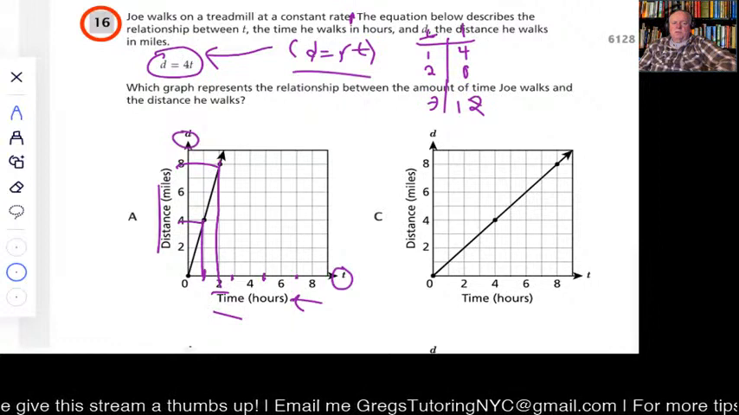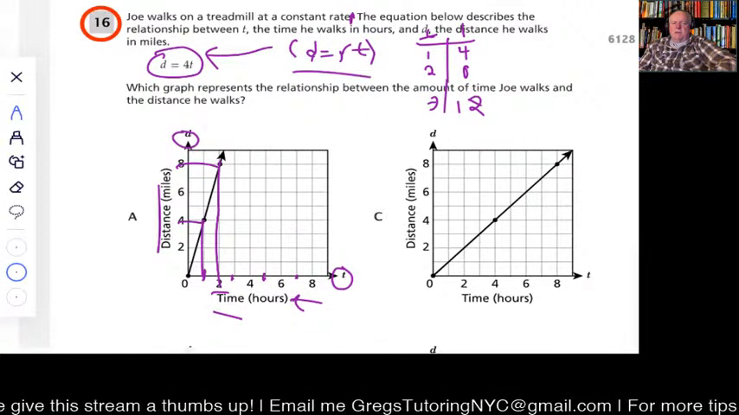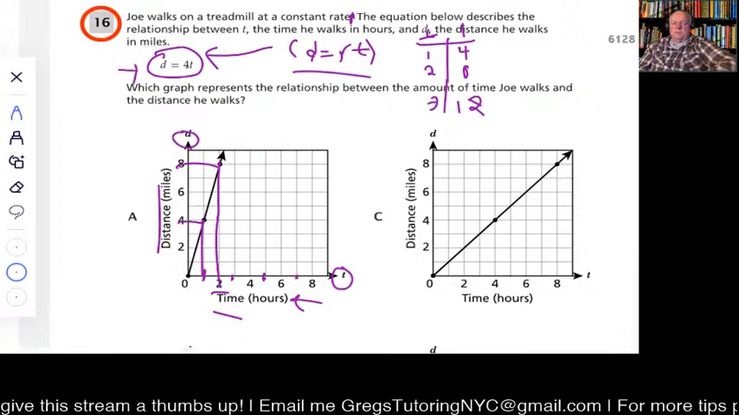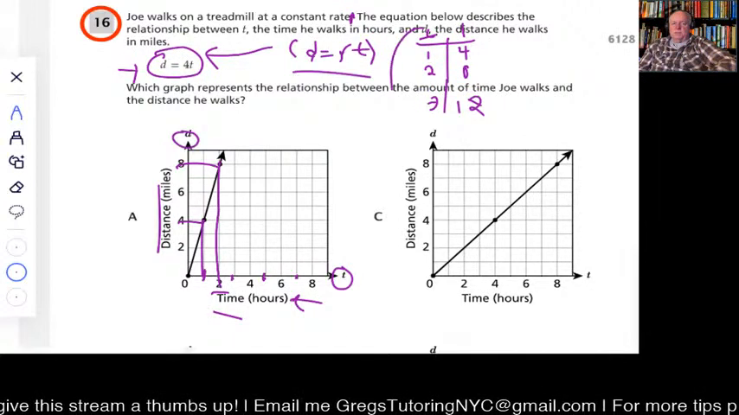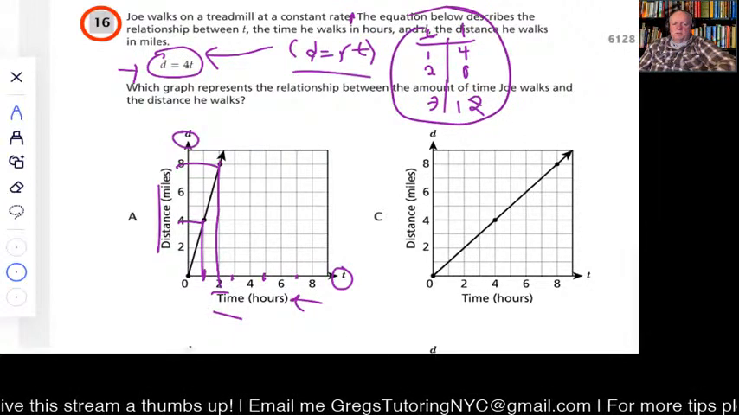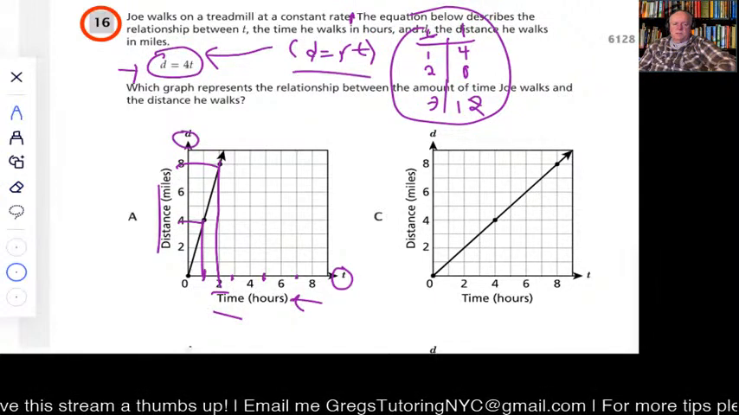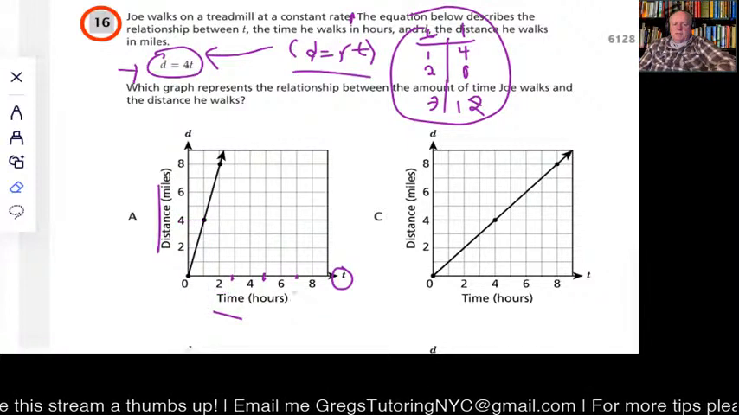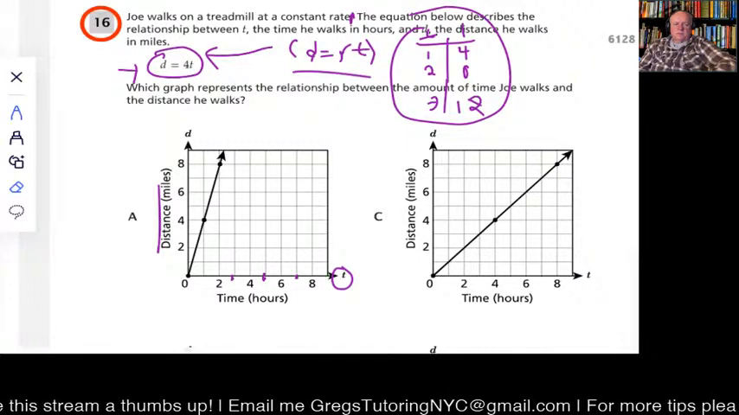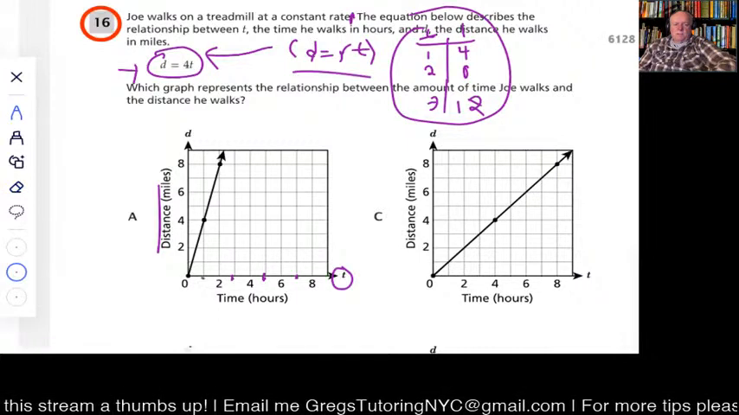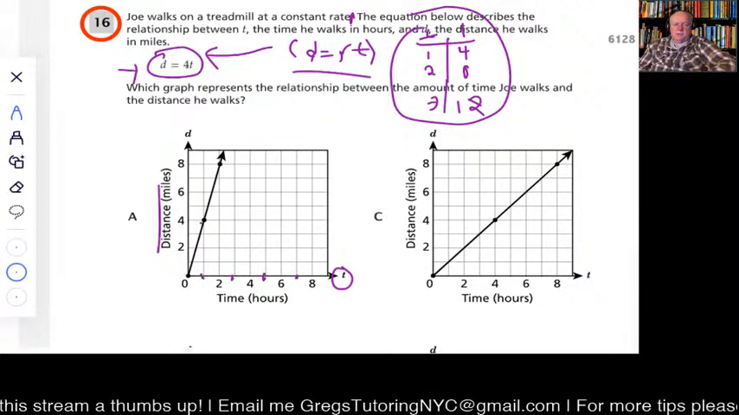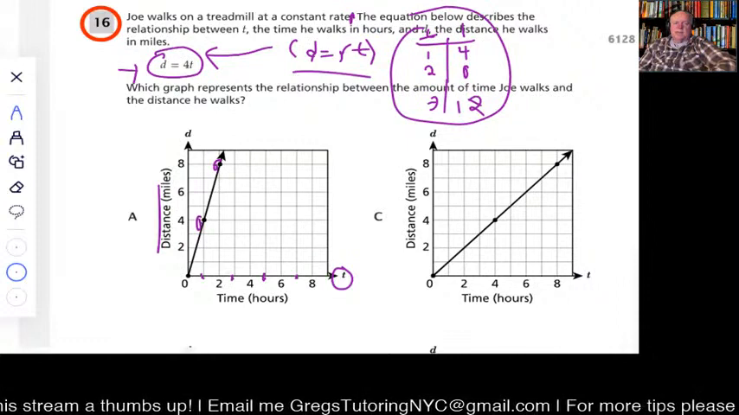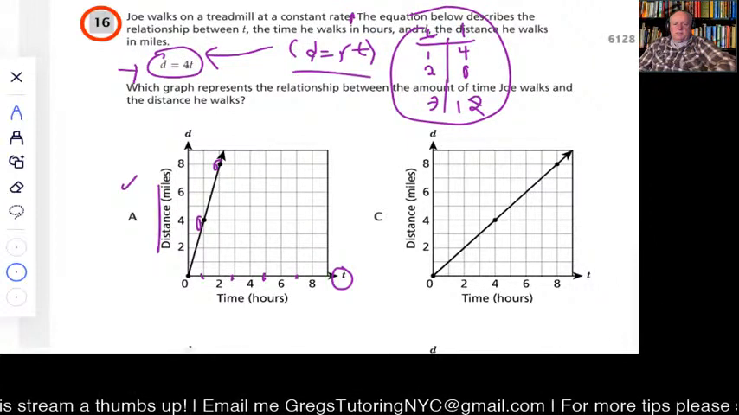So which graph represents the relationship? That relationship, this one right here. So all we have to do is see which one of those matches this table that we did. Okay, so let me get rid of my clutter on choice A so that we could actually see if that is indeed what's happening here. So 1 matches with 4. Yeah, it does. Okay, 2 matches with 8. Yeah, it does. Okay, so choice A looks like it's it. So let's just confirm by going to C.